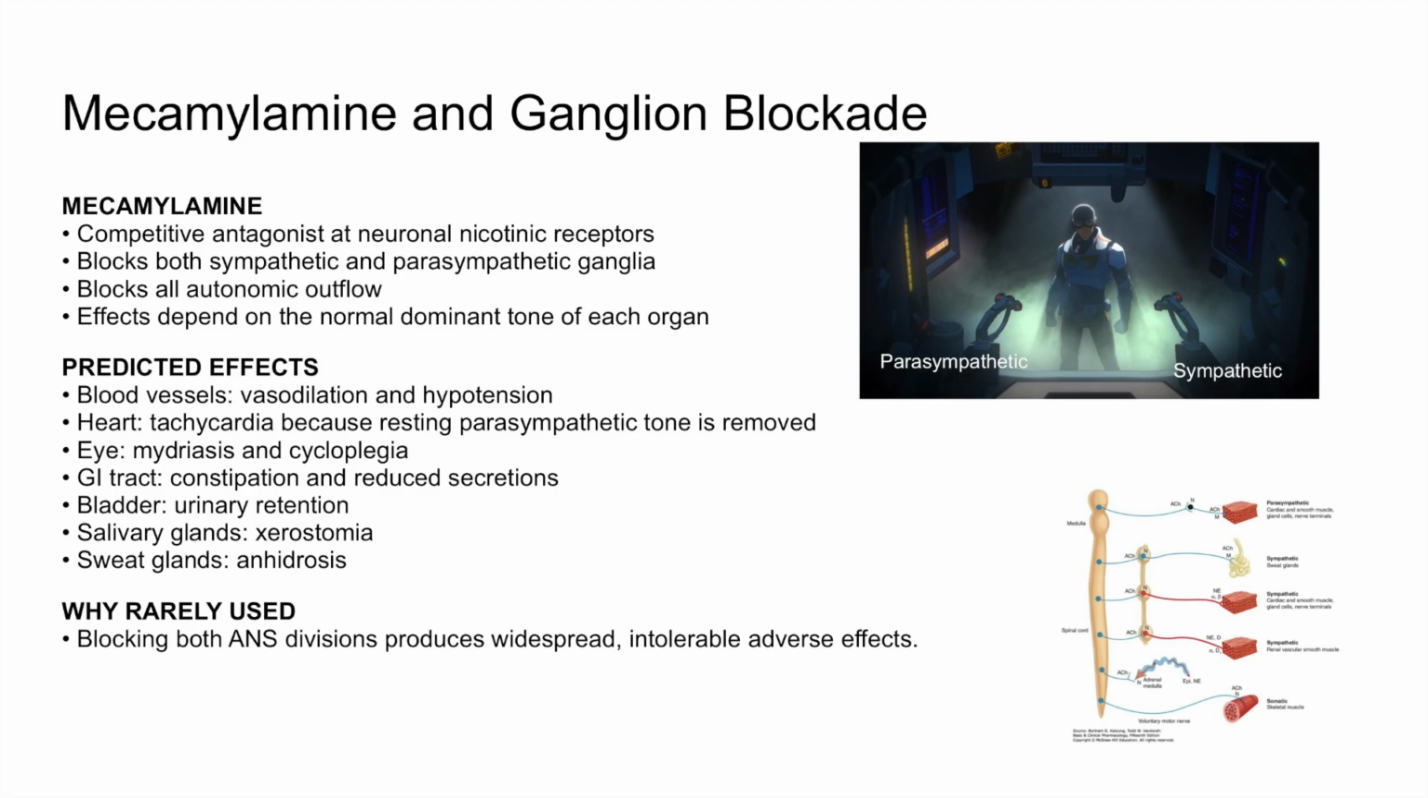The resting heart is predominantly under parasympathetic influence, so removing vagal tone causes tachycardia. Blocking parasympathetic control of the eye, gastrointestinal tract, bladder, and salivary glands produces mydriasis, cycloplegia, constipation, urinary retention, and dry mouth. Sweating also decreases because sympathetic fibers to sweat glands still depend on nicotinic transmission into the ganglion. This widespread loss of coordinated autonomic regulation explains why ganglion blockers are rarely used clinically. So the exam strategy is always to identify each organ's dominant baseline tone with this guy.